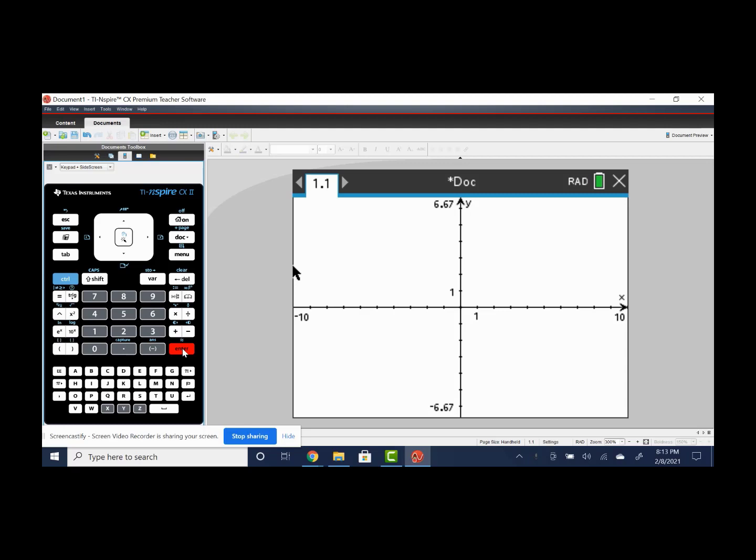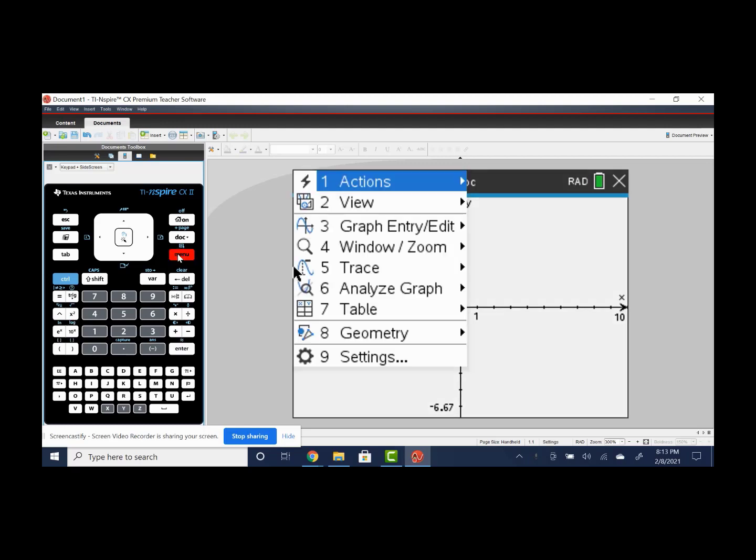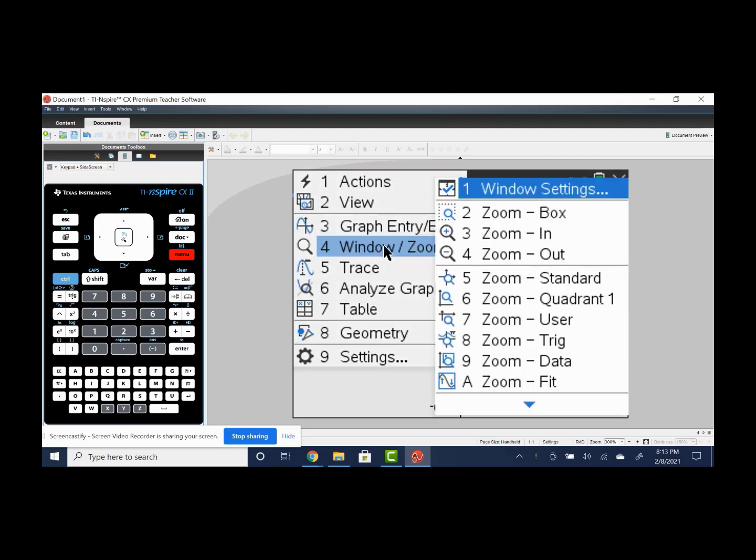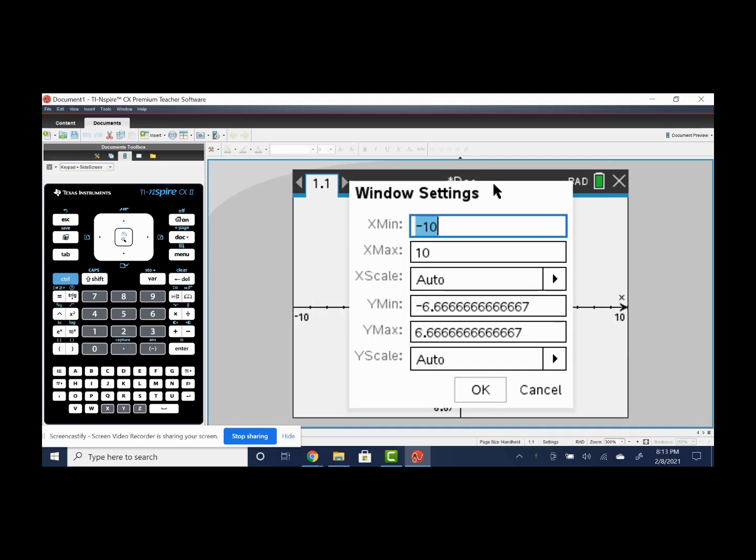That's because we're not in a good viewing window. So let's go to our menu, window zoom and window settings. Now let's think about this. X is the time. We don't need negative time, so we're going to start with 0. X max. How many weeks do we think this is going to be in there? It's probably not going to be there for 100 weeks. Let's just take a random guess. I don't know, maybe 10 will work, maybe 20, let's say. We can always come back and change it.